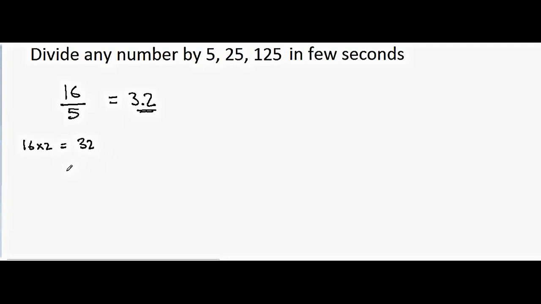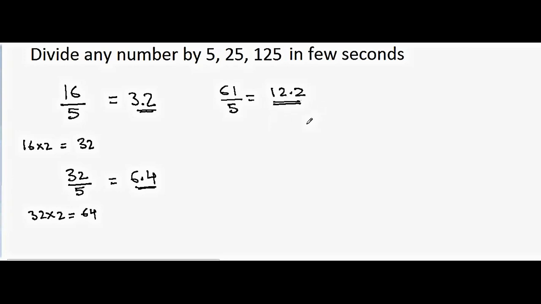Again the trick, suppose I have 32 and I want to divide it by 5. In this case the answer will be 32 times 2, that is equal to 64, right? So the answer will be 64, and then I put a decimal after one digit, that is 6.4. My answer is 6.4. Again, if I have 61 and I want to divide by 5, the answer will be 122, one decimal, and then that will give me 12.2. So that's pretty easy.